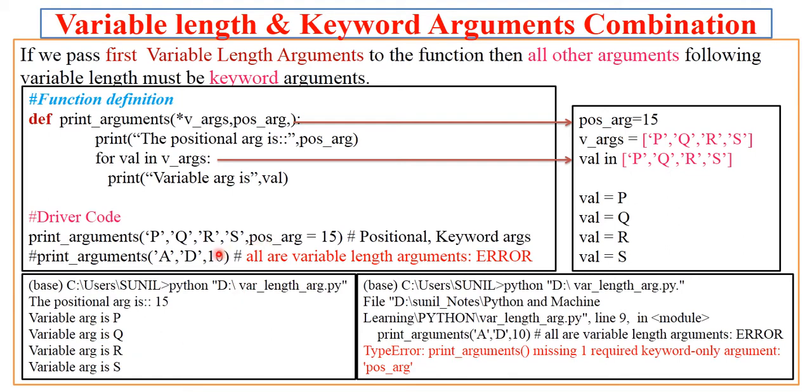What if you do not specify any keyword argument and you just pass all these as simple arguments, no keyword arguments? So you want Python to decide that you take whatever you want as a positional and variable length argument. That will not happen automatically. Now here I have commented this statement, but if you remove this comment and execute the program, you will get an error like this, which I got here. So I got a type error, that is print underscore arguments missing one required keyword only argument pos underscore arg.